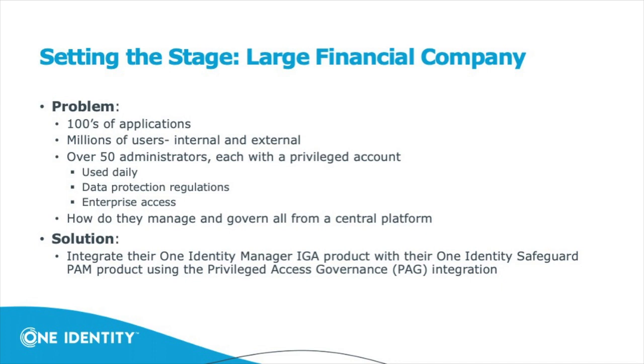So the problem is, how do they manage and govern all of their enterprise users and all their privileged account users in one centralized platform instead of having to manage it with two separate products, an IGA and a PAM solution, as separate silos? Well, the solution is to integrate their OneIdentity Manager IGA product with their OneIdentity Safeguard PAM product using the Privileged Access Governance integration. Let's take a look.